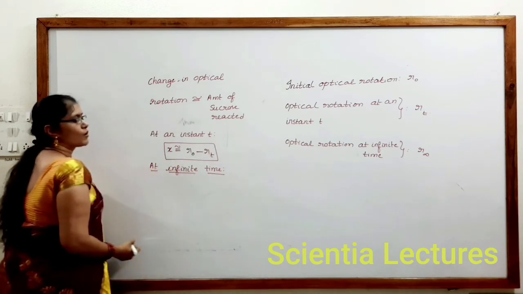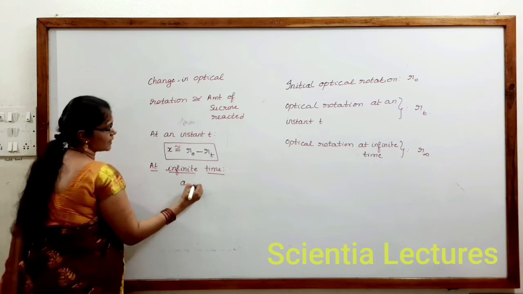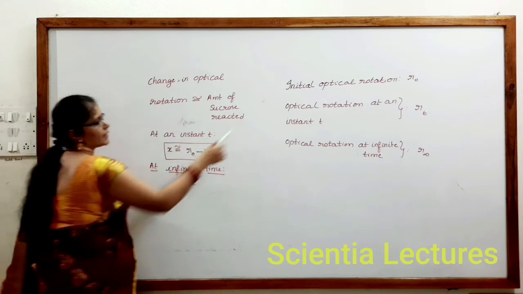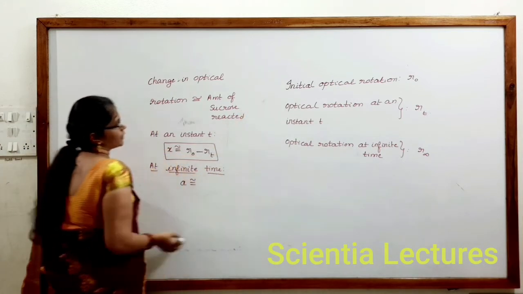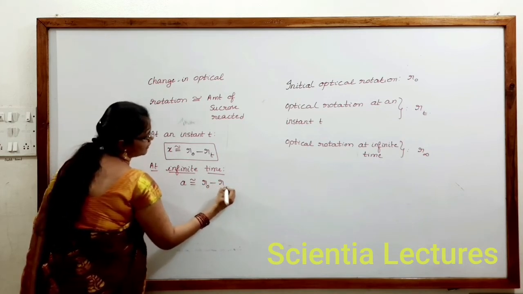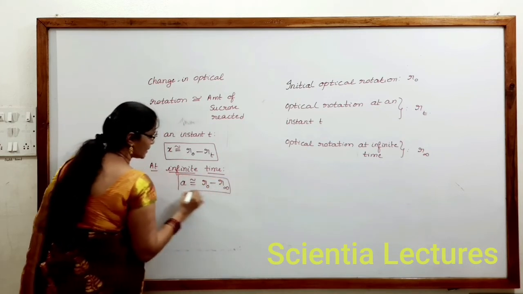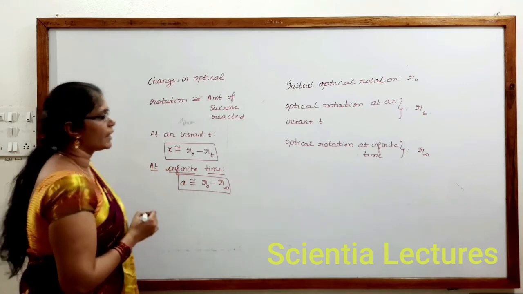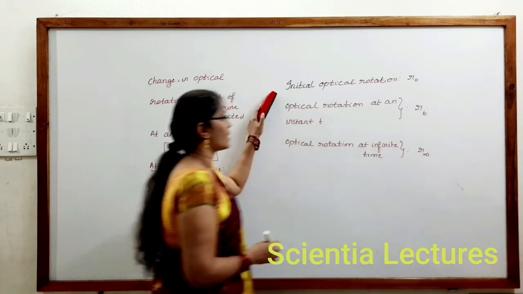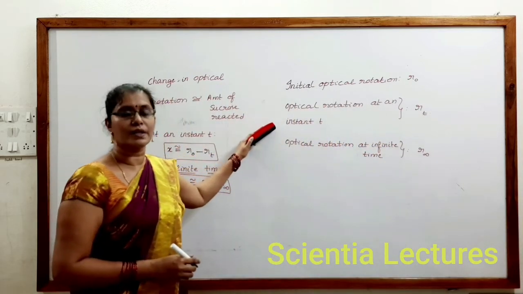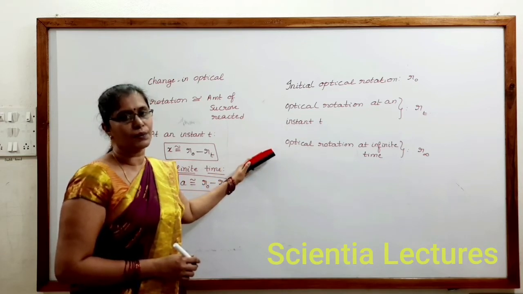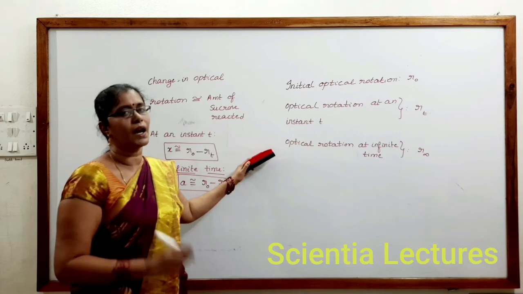Now at infinite time, what is the reacted amount of sucrose? The total sucrose has reacted, that is A has reacted. What is the change in optical rotation at infinite time? Initial rotation minus optical rotation at infinite time, that is R naught minus R infinite. So A is equivalent to R naught minus R infinite. Remember, the initial optical rotation R naught, the optical rotation at an instant t, and the optical rotation at infinite time are given to us as R naught, Rt and R infinite.